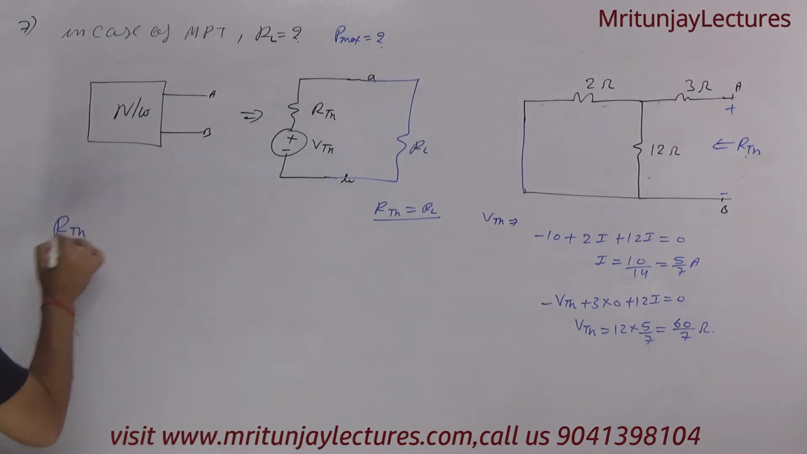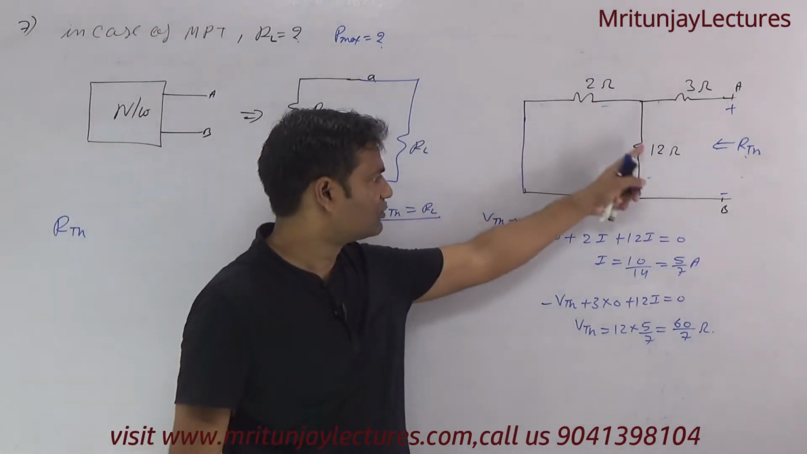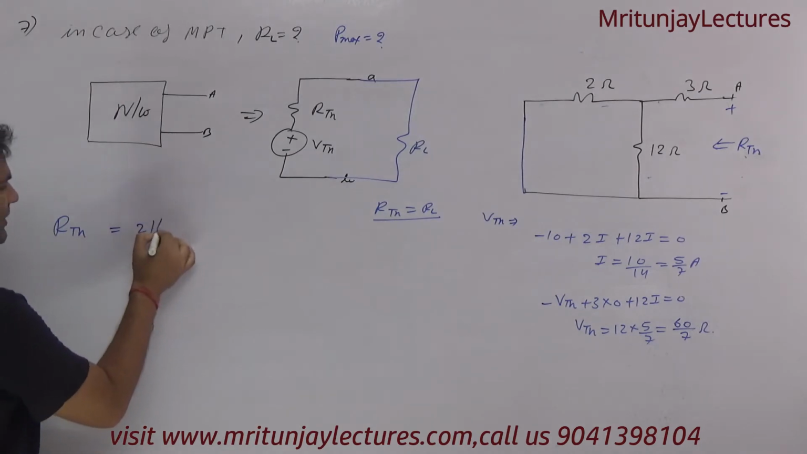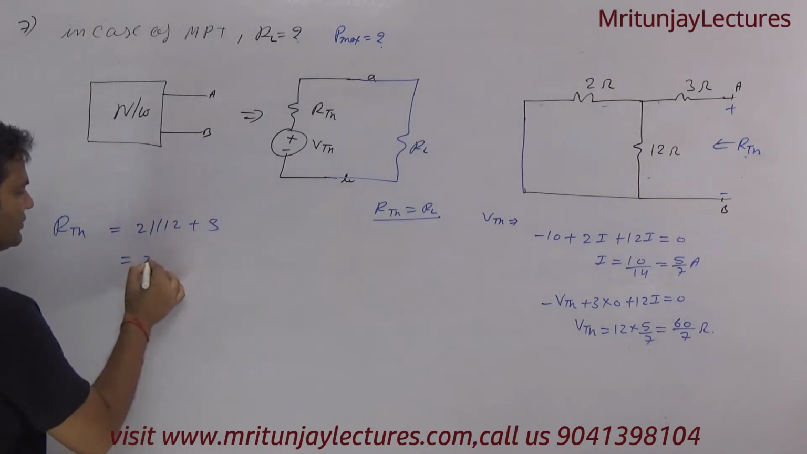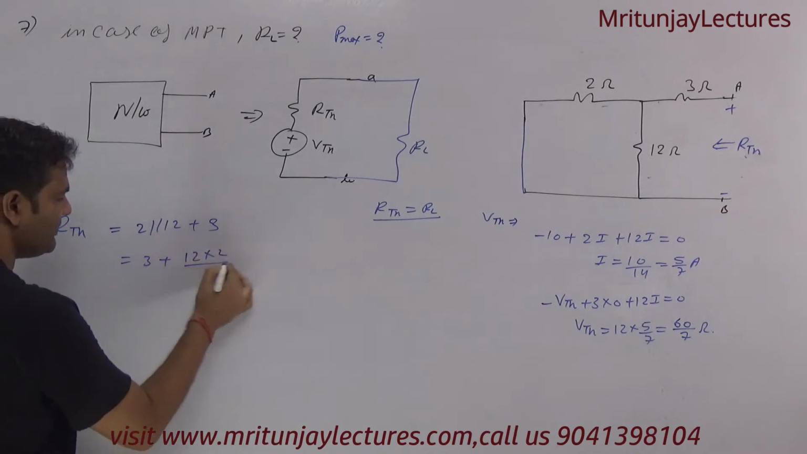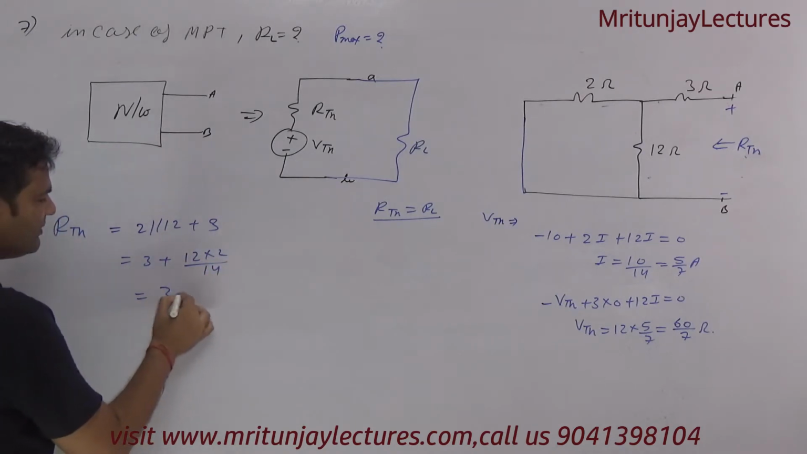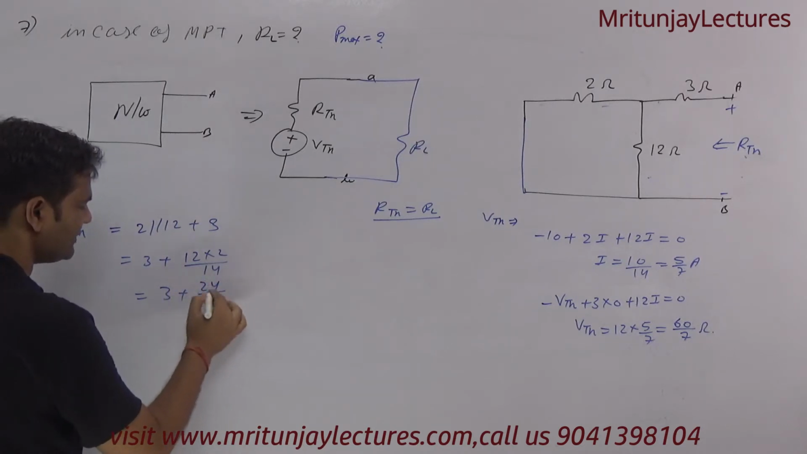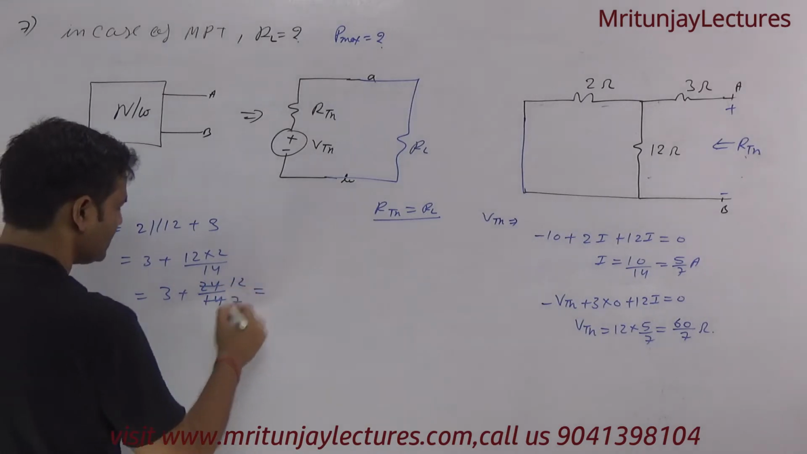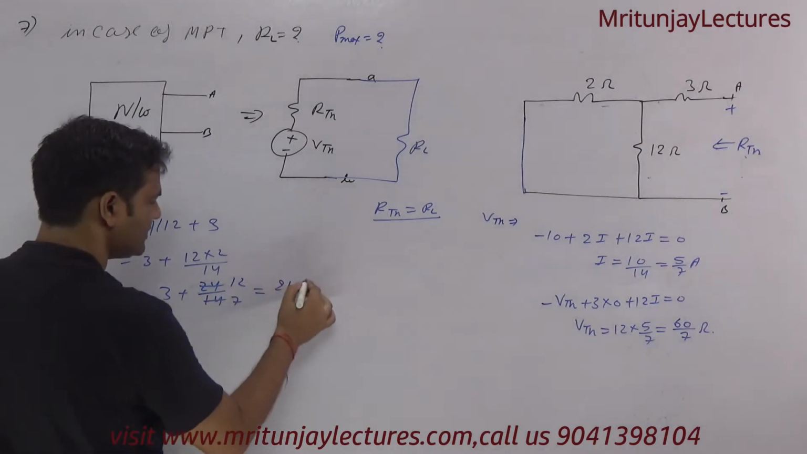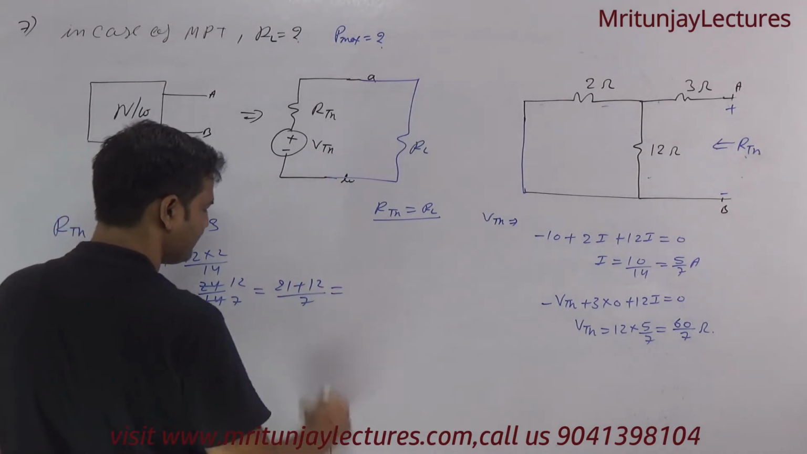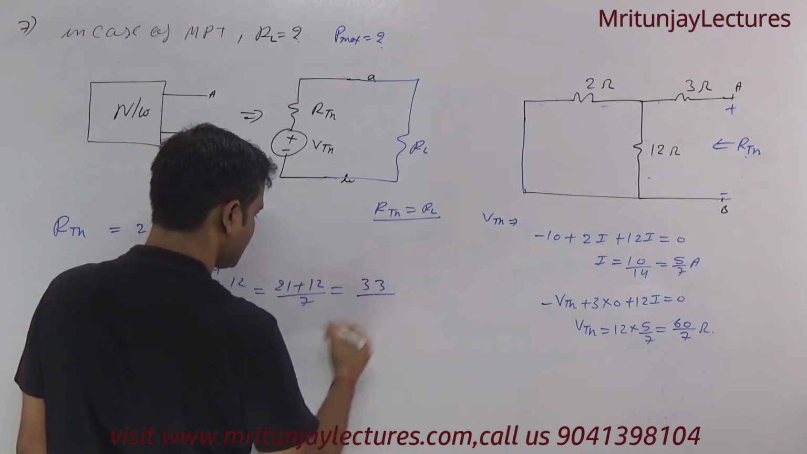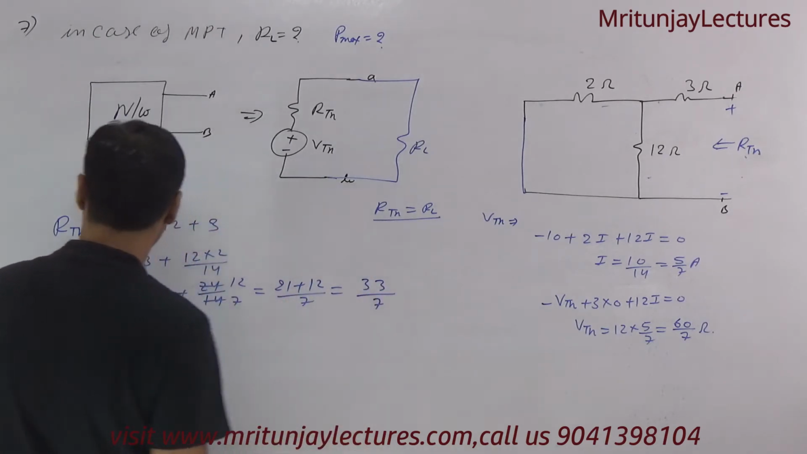So what about RTH? 2 and 12 are in parallel. RTH is written as 2 parallel to 12, plus 3 ohm. So 3 plus 12 into 2 divided by 14. So 3 plus 24 divided by 14, which you can write as 12 by 7. 21 plus 12 divided by 7, that is 33 divided by 7. That is RTH.